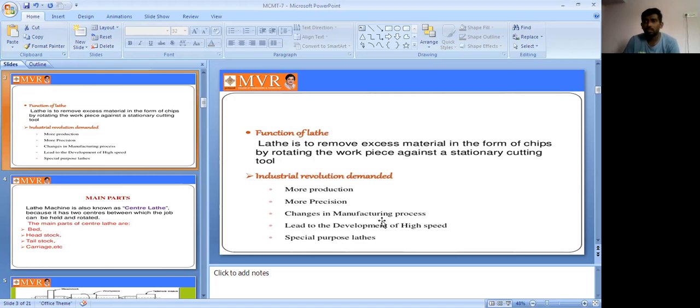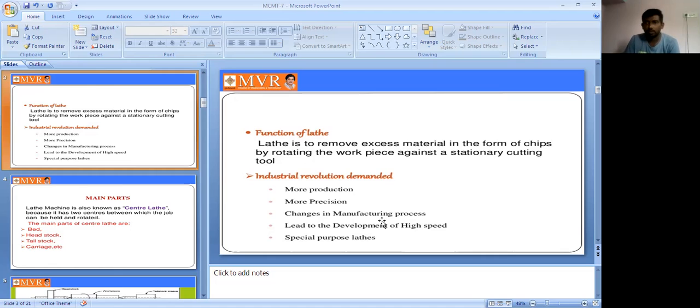So they want to develop the lathe machine for high speed. At present we see normal speed, but they need more speed. The work goes at a very fast speed, so in one day they can get more production. That's why they developed high-speed lathes.